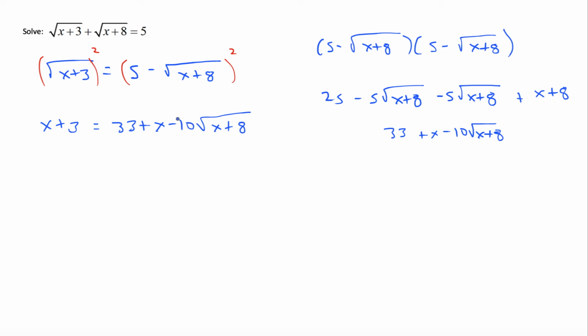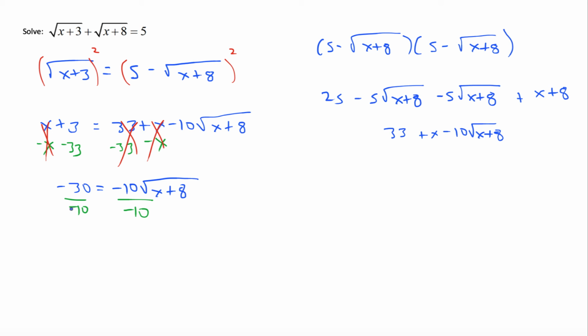In this case, we notice that the x's cancel out, which is good, so we'll subtract the x's. Those do cancel out. And I'll subtract the 33 from both sides, so that cancels out the 33 here. I get negative 30 equals negative 10 times radical x plus 8. Now I'm going to divide both sides by negative 10, which works out well because the negatives cancel out. So that becomes 3, which equals radical x plus 8.